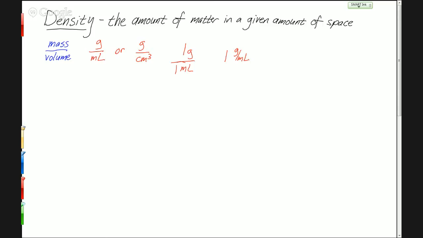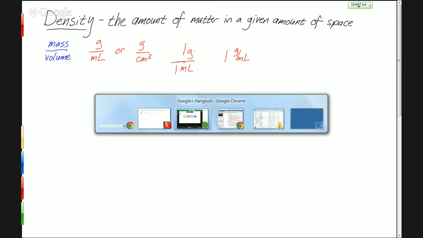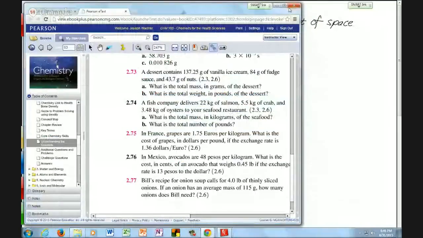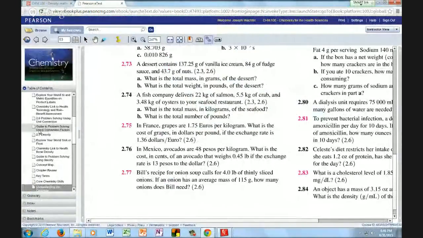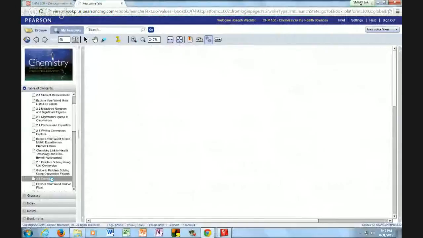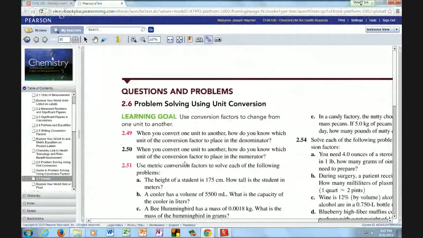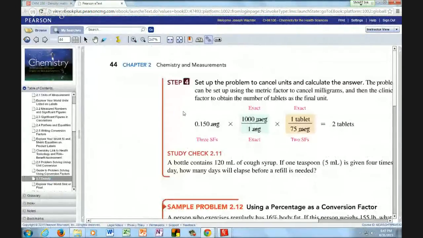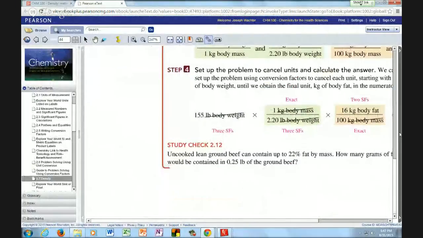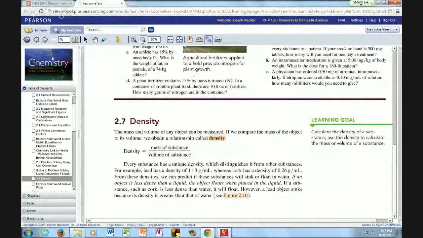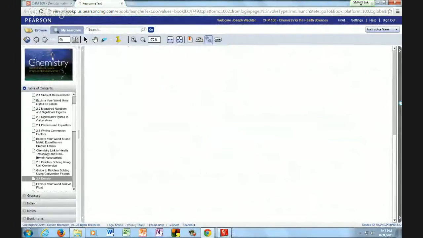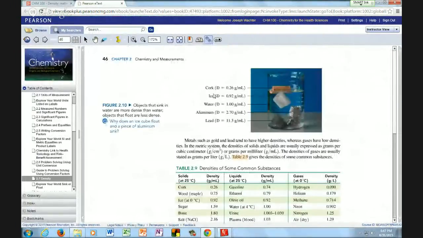So that's density. Let's look at some different densities of things, and rather than just put up a list, I'm going to grab a picture from the book that I think is kind of nice. Let me pull this up. This is on page 46.